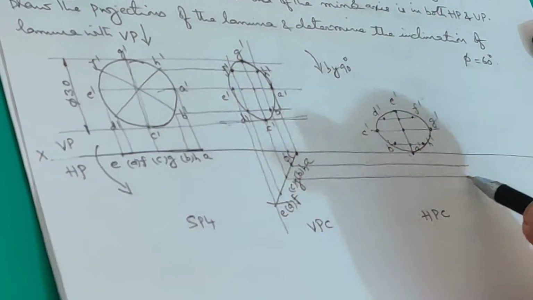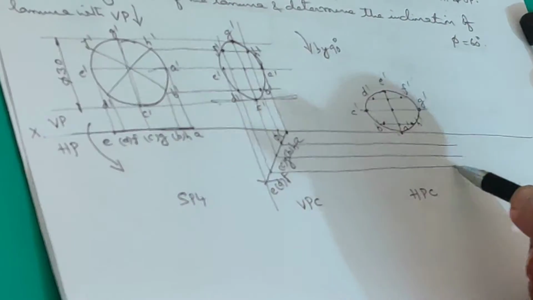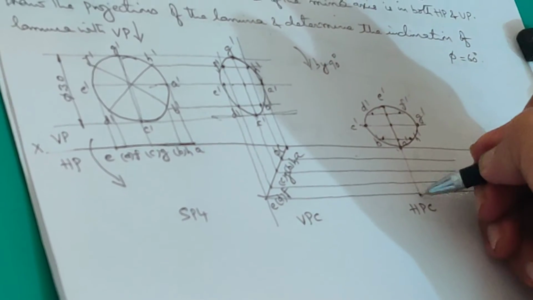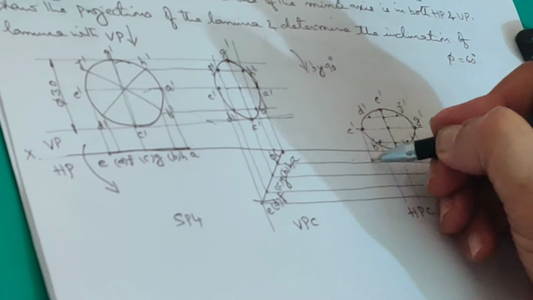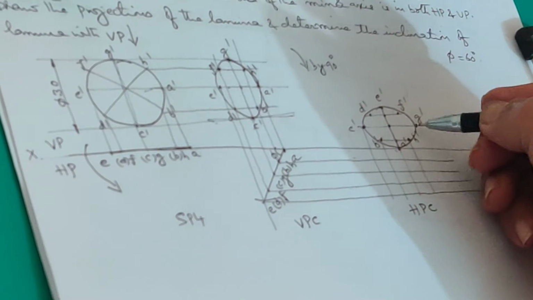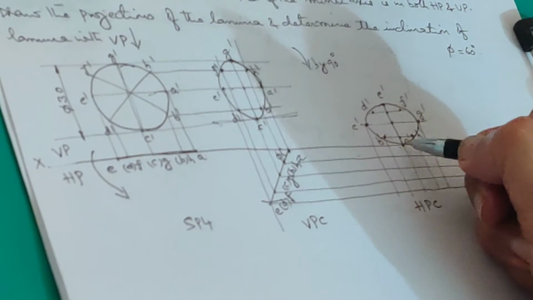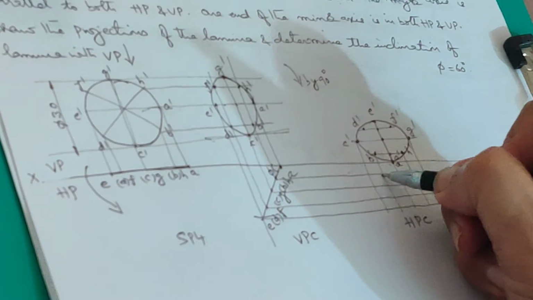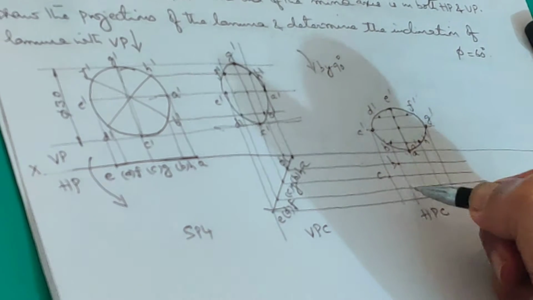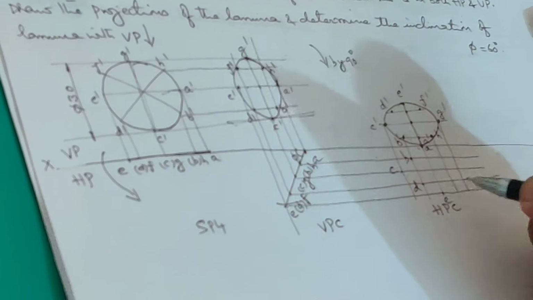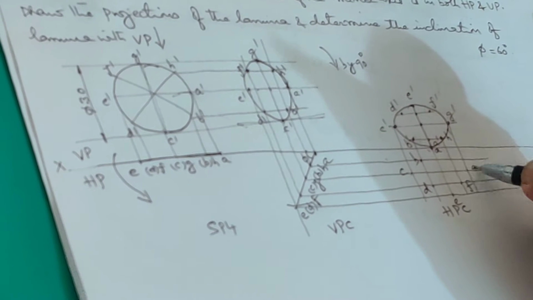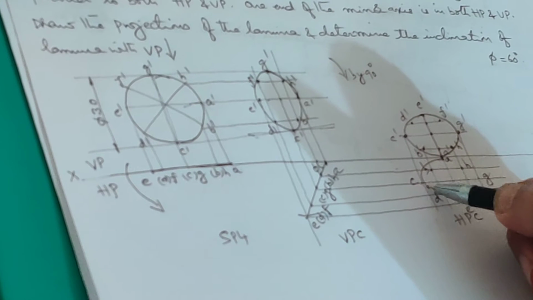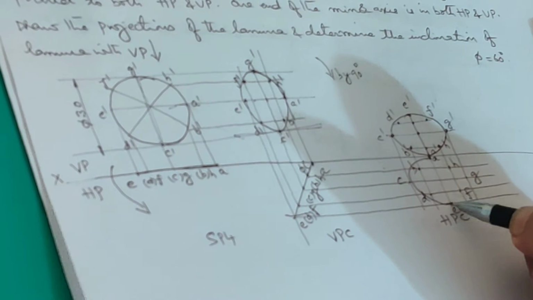I am drawing locus for all the points. Project the points down. So A is also on VP. This is B, C, D, E, F, G and H. This will also be drawn freehand and this will also be an ellipse.